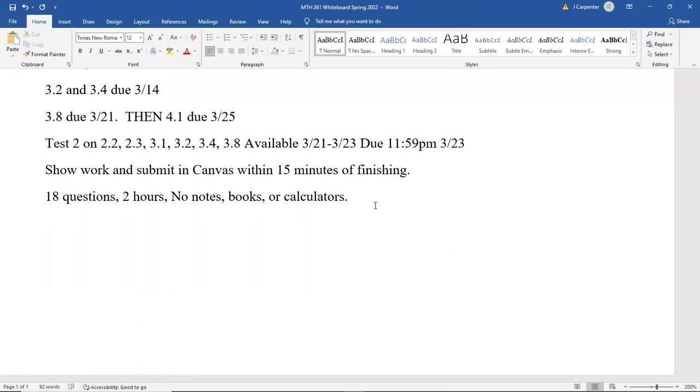A few reminders as well as some new information on our whiteboard before we begin our lecture, picking up where we left off with 3.8. We finished 3.2 and 3.4 last class, so they are due today. Lots of time to get those done, so no excuses there. Hopefully everybody got everything done there.